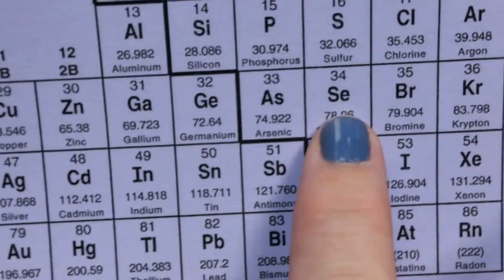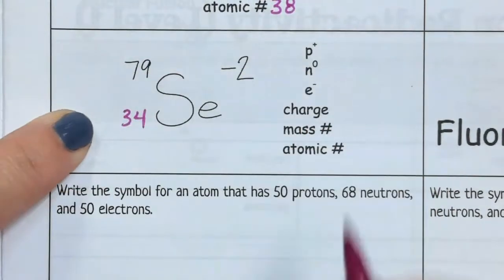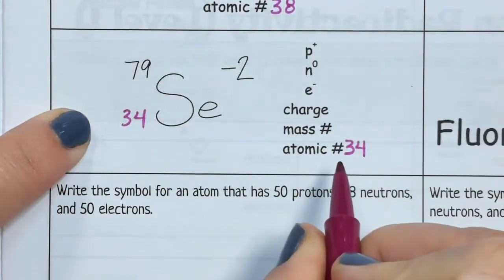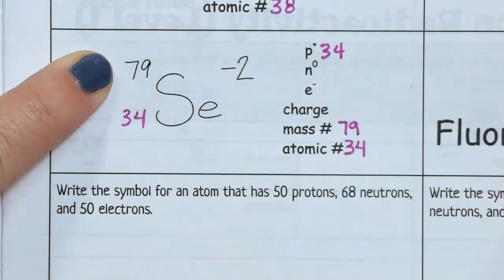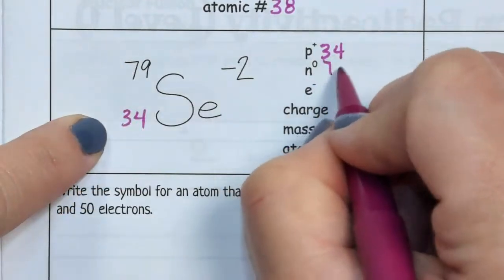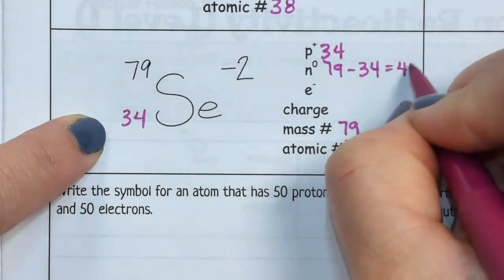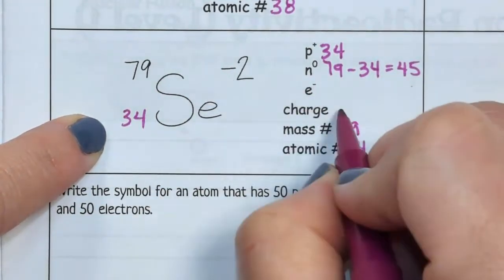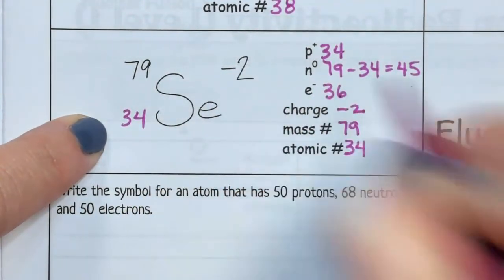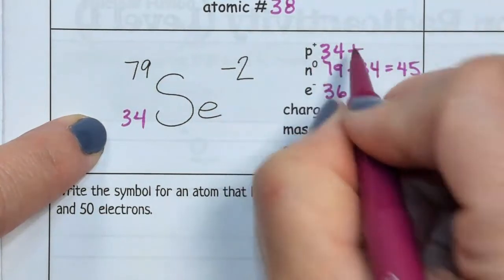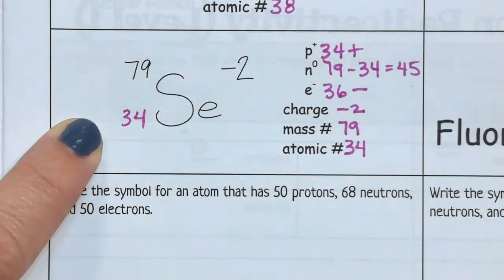Selenium is atomic number 34. So that goes here. The atomic number is 34. That tells us the number of protons. The mass number is 79. 79 minus 34 is going to equal our number of neutrons, which I think is 45. Okay, and then the charge is a -2, so 34 plus 2 equals 36 electrons. This should make sense because we have 34 positives and 36 negatives, which gives us an overall -2.